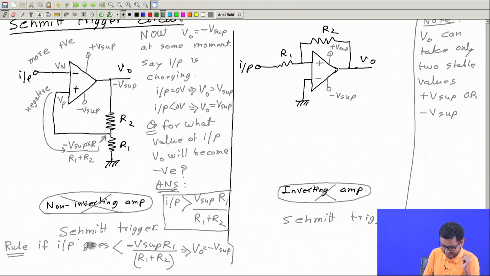If the input is decreasing and now it becomes lower than this value, then the output will change. If this is lower than this, then the output will become positive again, because this is lower and this is higher. So the moment the input goes lower than this, the output will become positive V supply. That is the rule. So, let me erase.